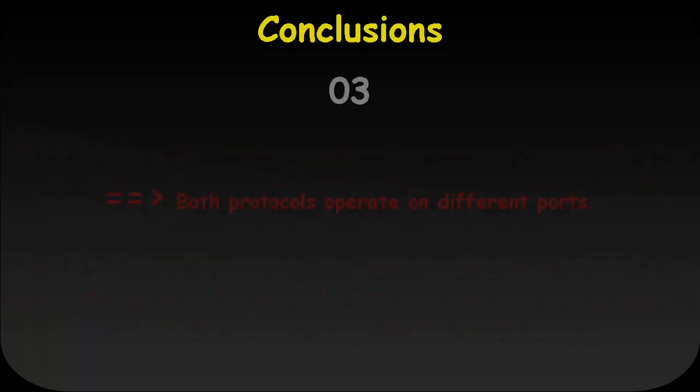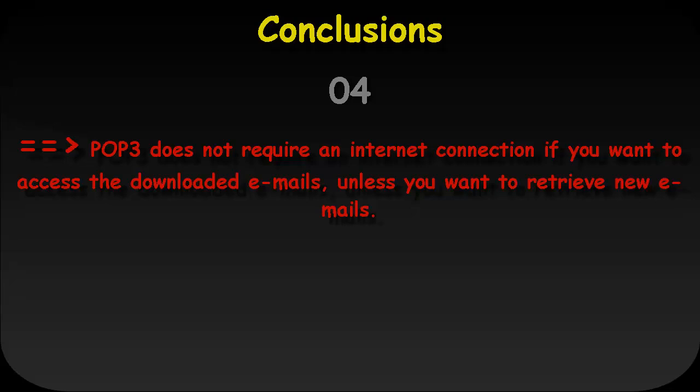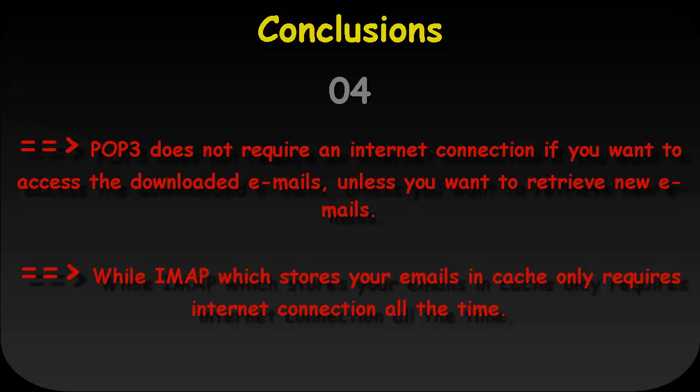Third, both protocols operate on different ports. Fourth, POP3 does not require an internet connection if you want to access the downloaded emails, unless you want to retrieve new emails. While IMAP, which stores your emails in cache only, requires an internet connection all the time.